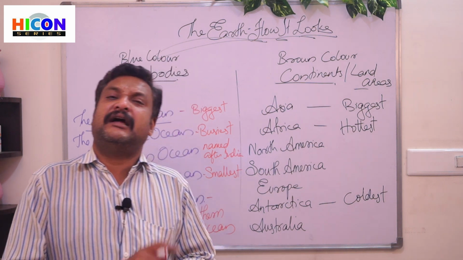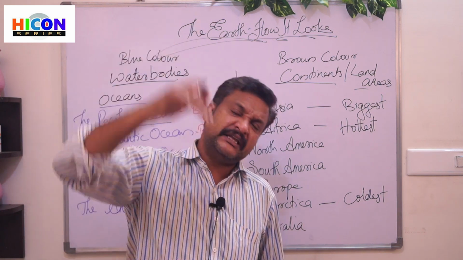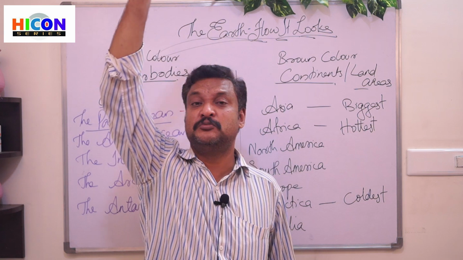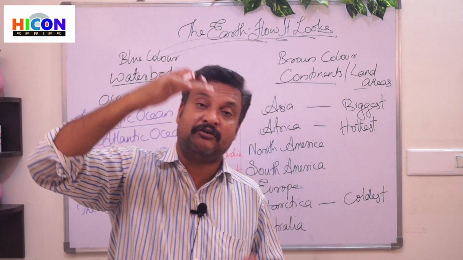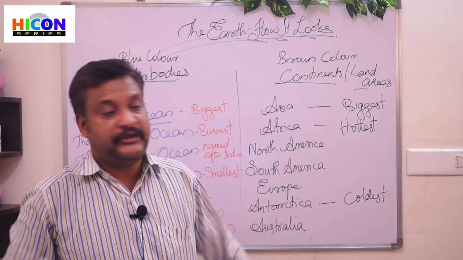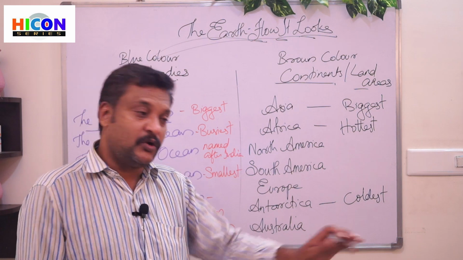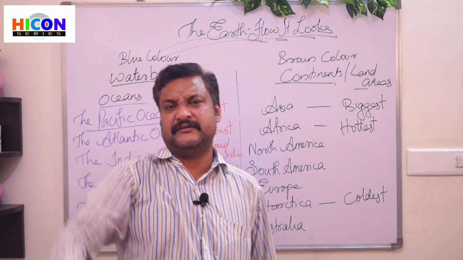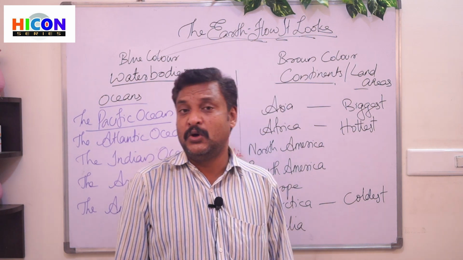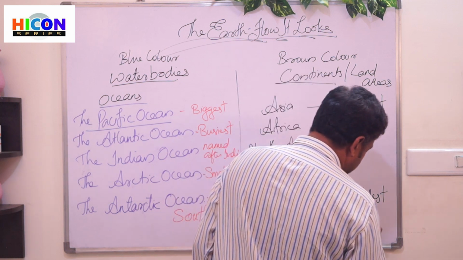The entire land there is covered with a very thick layer of ice, which can be even equal to the height of 1 or 2 buildings. We cannot see the soil there. The soil is covered by a very thick sheet of ice in Antarctica. So, when we look at Antarctica, it is seen in a white color.